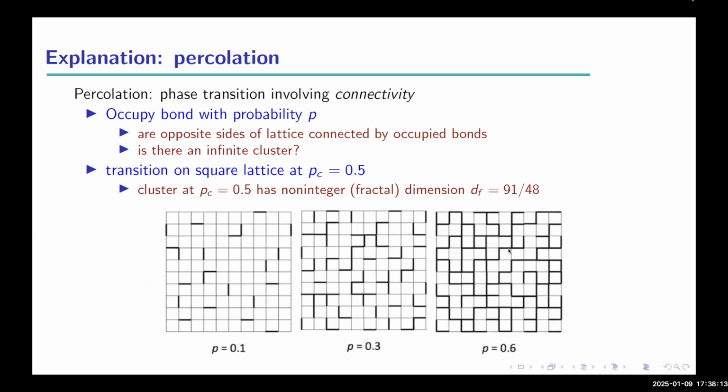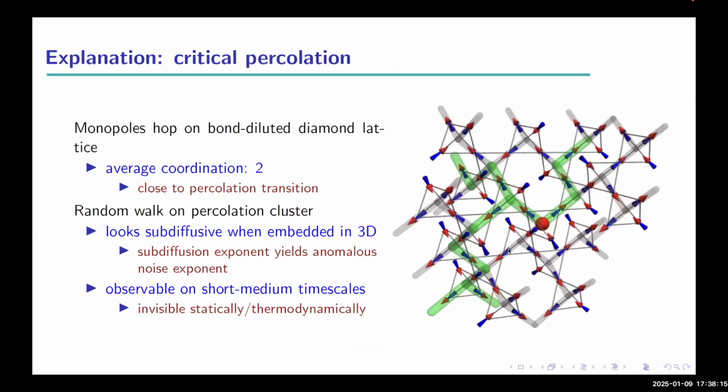Okay, the explanation is percolation. So you know what percolation is, so let me just skip that explanation and go straight here. Explain how critical percolation explains these things. Okay, so as I said, monopoles hop is the same as spins flipping. The monopoles hop on the dual lattice of the pyrochlore, which is a diamond lattice, which has a coordination of four. For energetic reasons, they can only hop in 3 directions.